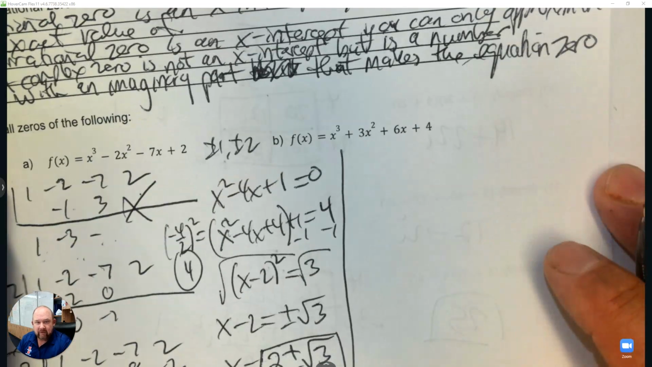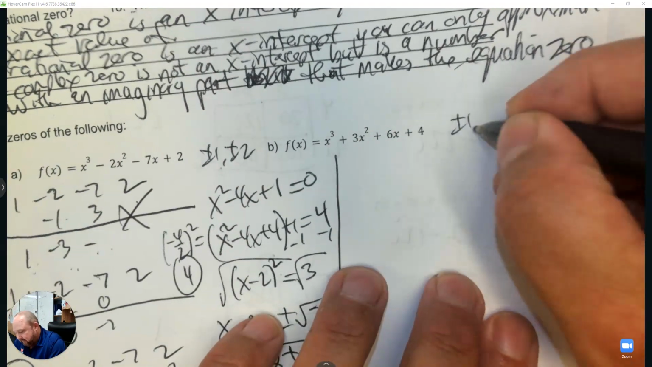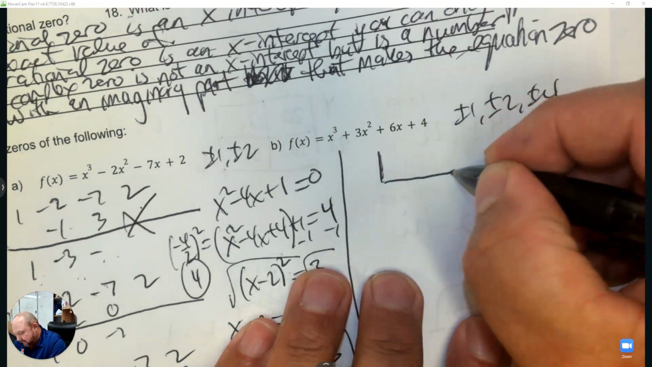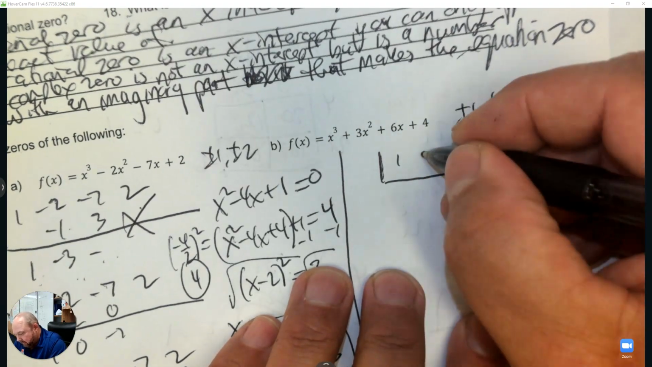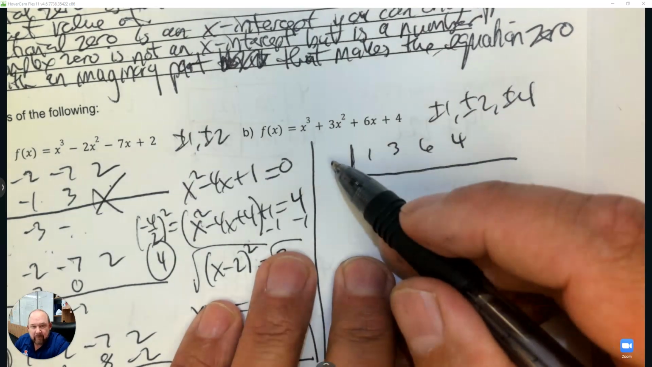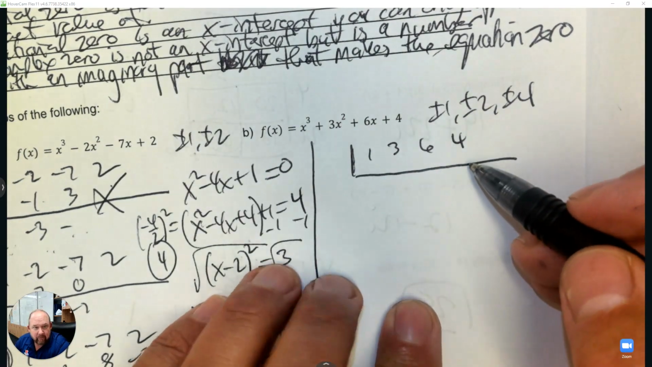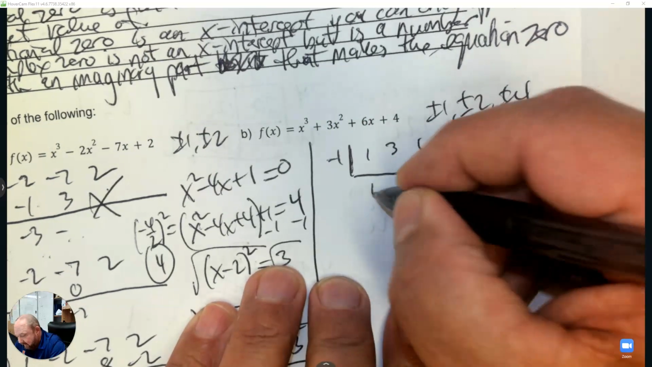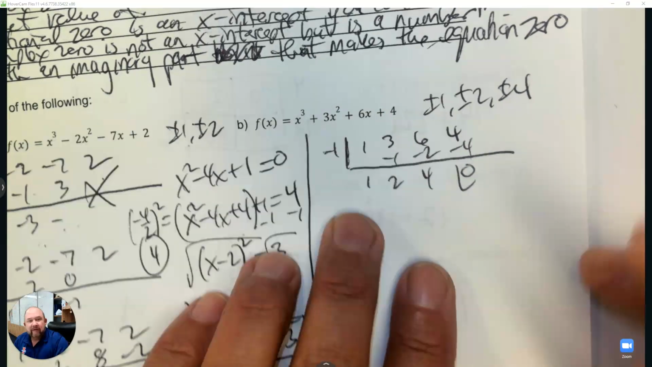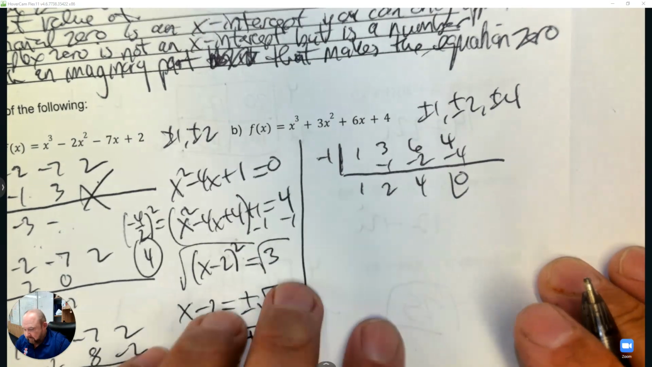All right, last one here. So my list: 1, 2, and 4. Using common sense, a positive number will never give you 0, right? Because if I put in a positive number, it's just going to get bigger and bigger. It won't be 0. So I'm going to start with -1 and hope. Good, it worked. Thankful. So negative 1 worked. That's what's left over.